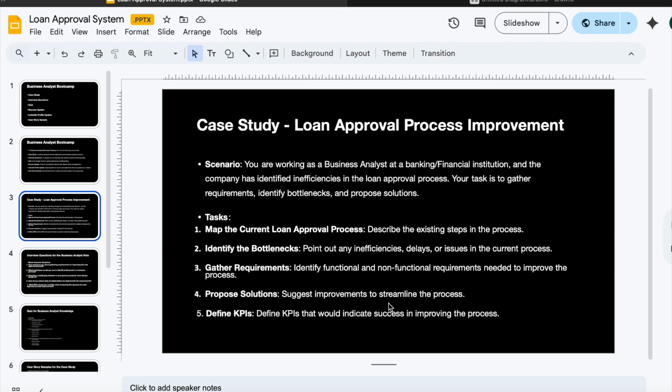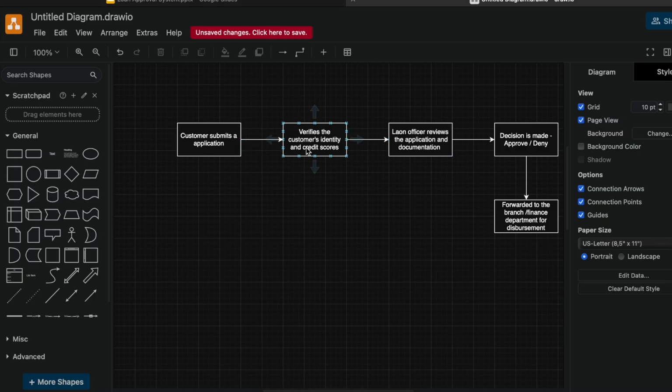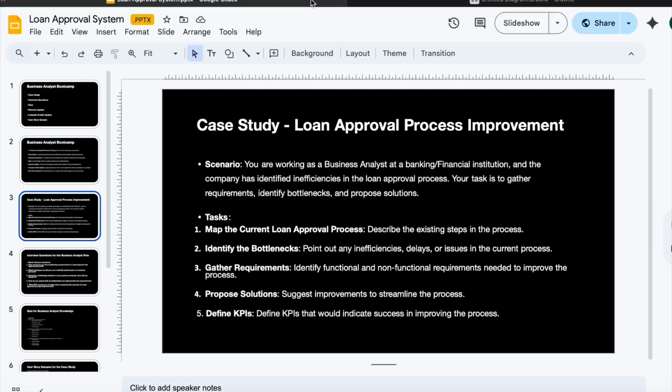So how can we measure the success? Something like reduction in loan approval time, right? Obviously, if we automate this, efficiency will increase. So the time will be saved in the loan approval system. Okay.